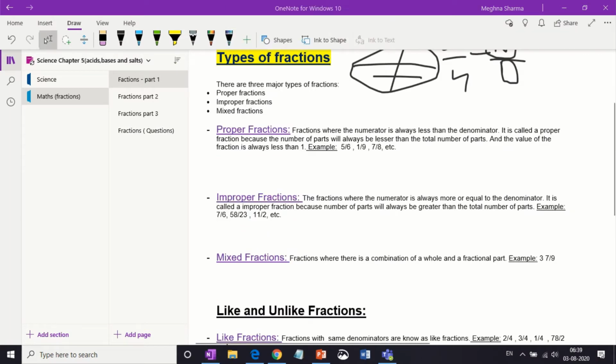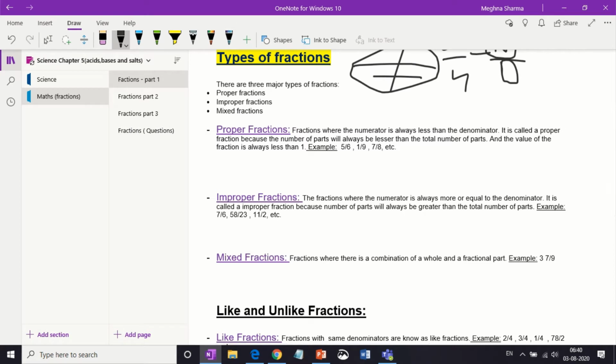Proper fractions. Fractions where the numerator is always less than the denominator are called proper fractions, because the number of parts will always be lesser than the total number of parts and the value of the fraction is always less than 1. Example: 5 by 6, 1 by 9, 7 by 8, etc.